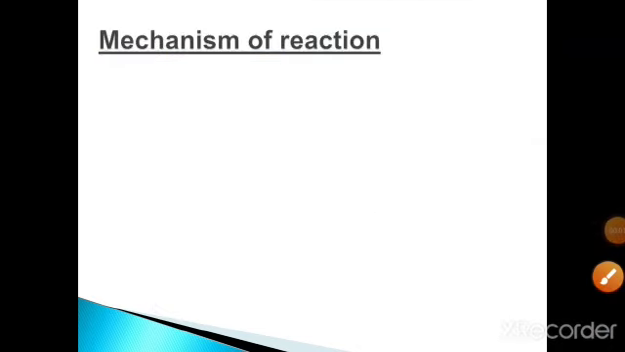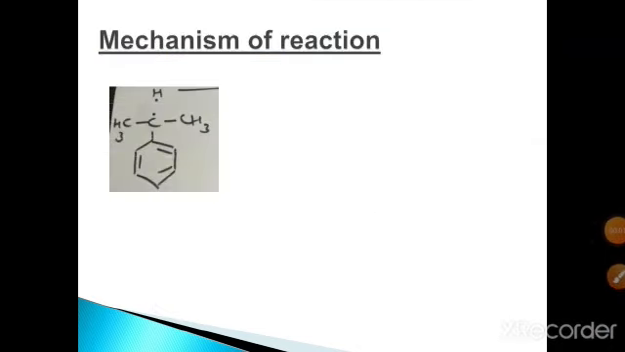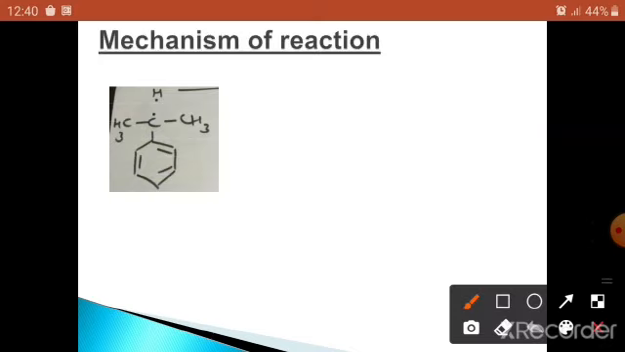Mechanism of the reaction. Isopropyl benzene. In isopropyl benzene, the homolytic cleavage takes place between the carbon and hydrogen. This mechanism proceeds via a free radical mechanism. The homolytic cleavage takes place, and one electron shifts toward the carbon, and another electron shifts toward the hydrogen.